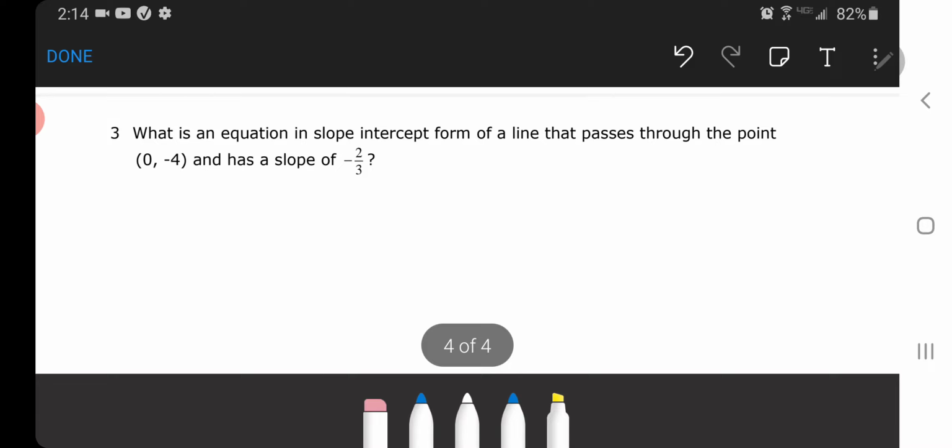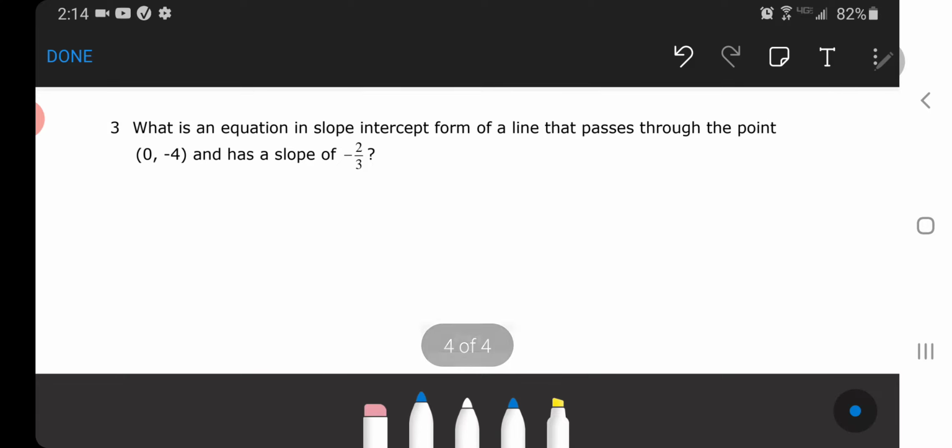Go down to the last one. This one's pretty easy. It says, what is an equation in slope-intercept form of a line that passes through the point 0, negative 4 and has a slope of negative 2/3? Well, slope-intercept form: y equals mx plus b, where m, once again, is our slope. That's given to us right there. And our b is our y-intercept.